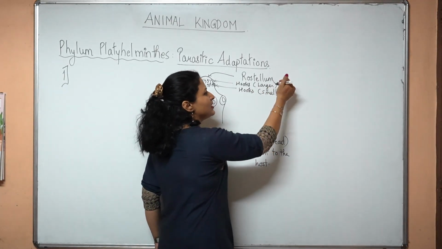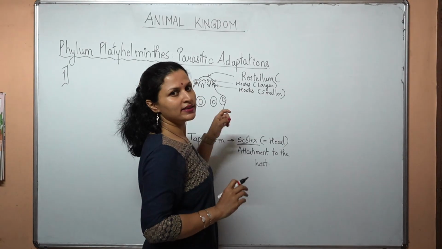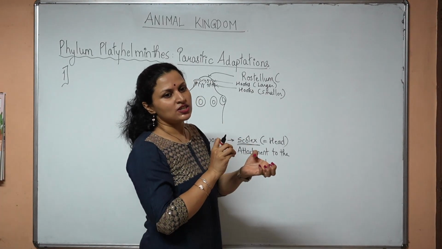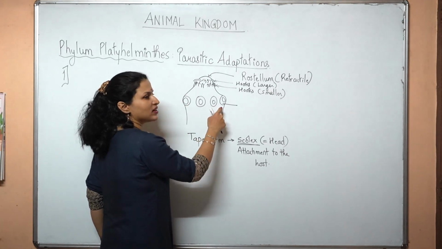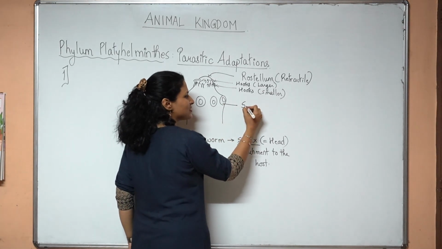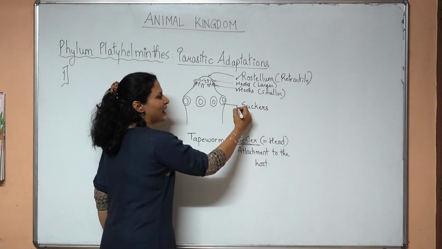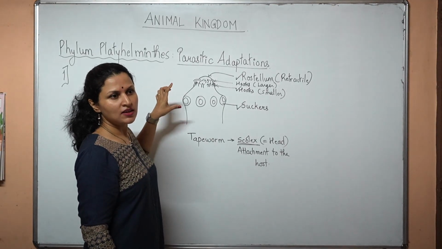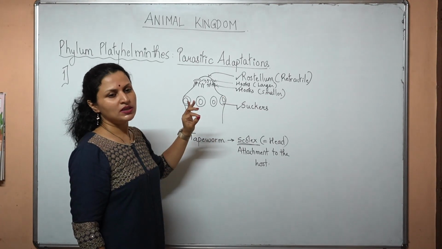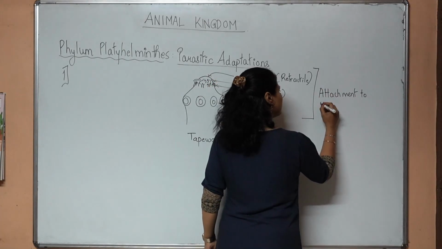This rostellum is retractable. It can come out and go in, to create a vacuum suctioning sort of effect. Down here you see four muscular cup-like structures. These are called the suckers. So it has three things: rostellum, hooks and suckers. All these three things are meant for attachment of this scolex to the body wall of the host, without harming the body wall of the host.